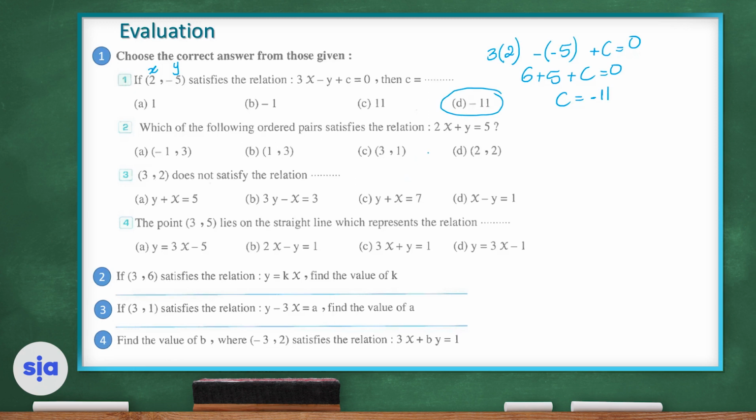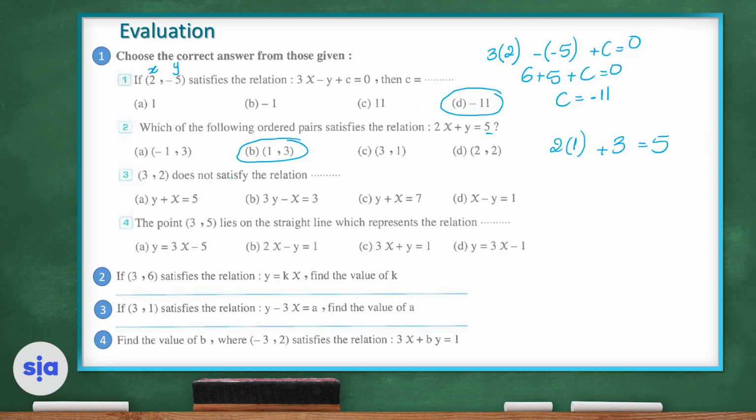Question 2, which of the following ordered pairs satisfy the relation 2x plus y equals 5? Of these four choices, I can replace x by the x part of the ordered pair and y by the y part of the ordered pair in order to make it equal to 5. If you look at the choices, you can see that choice B, 2 times 1 plus 3 is equal to 5. So choice B is the correct answer.